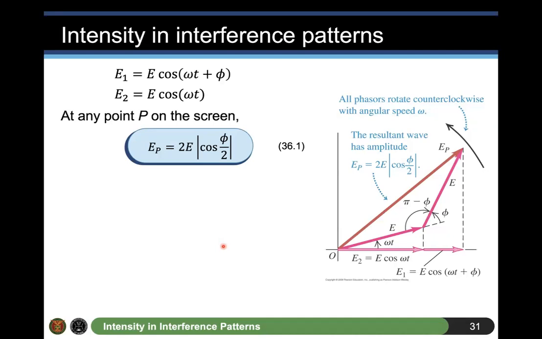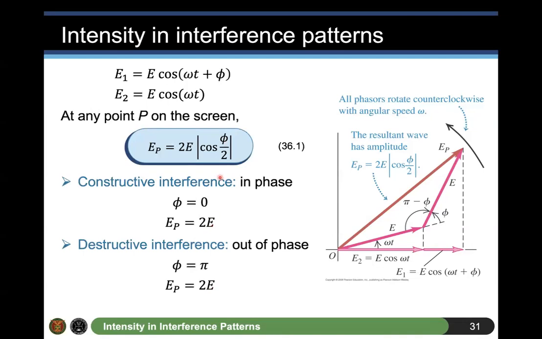So, at any point P on the screen, ito yung magiging magnitude, intensity ng electric field, right? If constructive yung gusto natin na condition, phi, yung phase difference should be 0, so we get the maximum amplitude 2E. If destructive, then yung phase difference should be pi or 180 degrees. And cosine phi over 2, that will be 0.